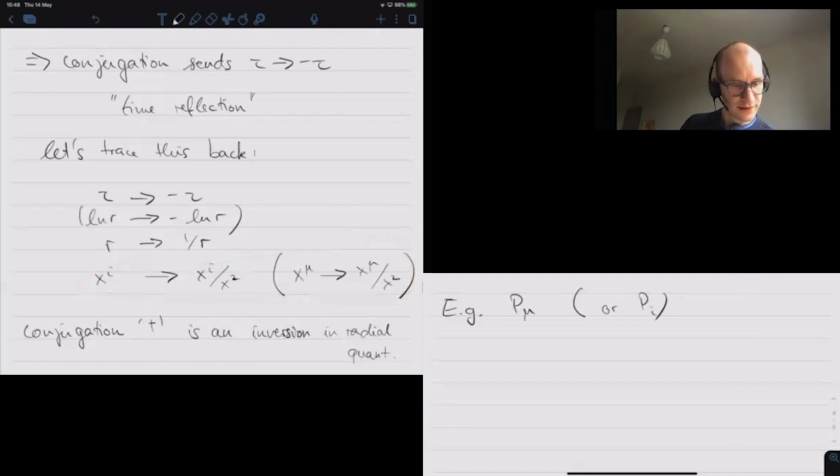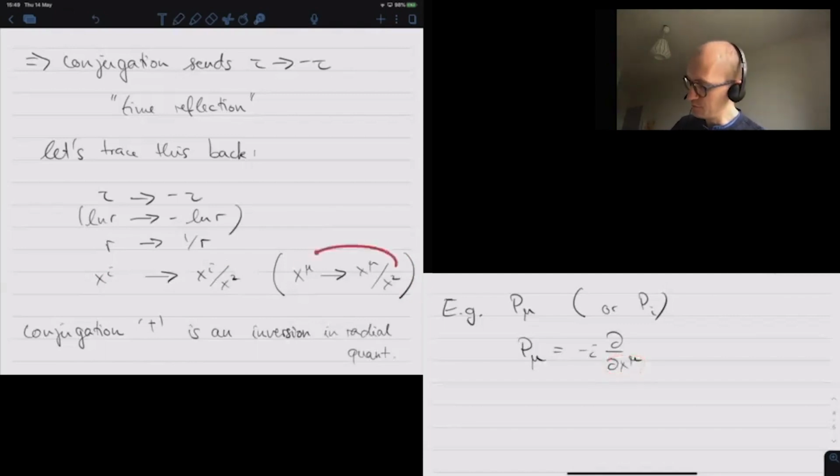Okay, so let me just write it because we're more familiar with writing it like this. So p mu is minus i d by dx mu. But this will have a non-trivial effect now, because I have this explicit x mu derivative here, and x mu goes to x mu over x squared. So what happens with this d mu? Well, d by dx mu goes to d by dx primed mu.